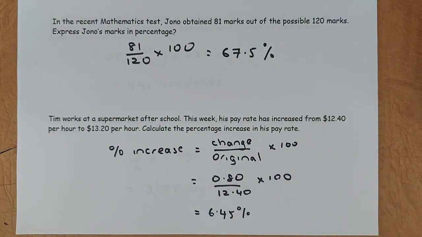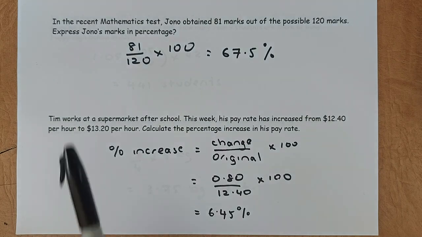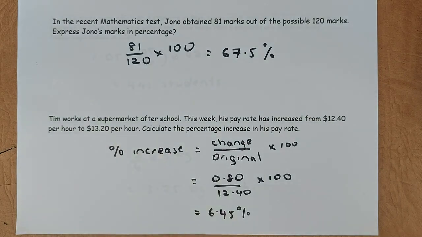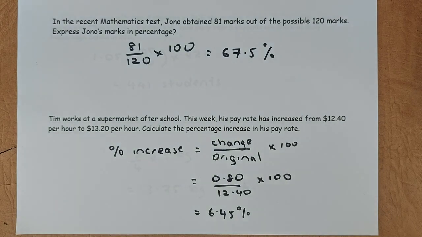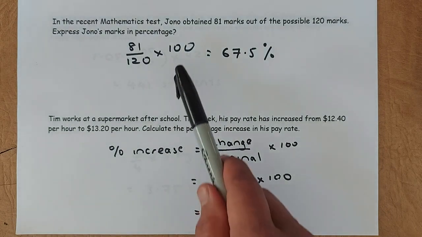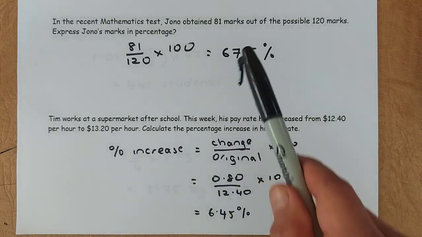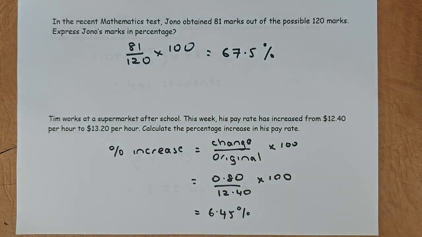Okay, so the first question is, in the recent exam, Jono obtained 81 marks out of a possible 120. What is his mark in percentages? So 81 out of 120, that is a fraction. To convert into a percentage, you just multiply by 100, so you get 67.5. That will give you a mark in the exam. Not too bad, right?